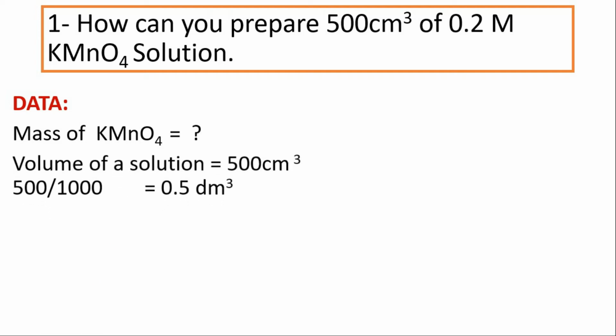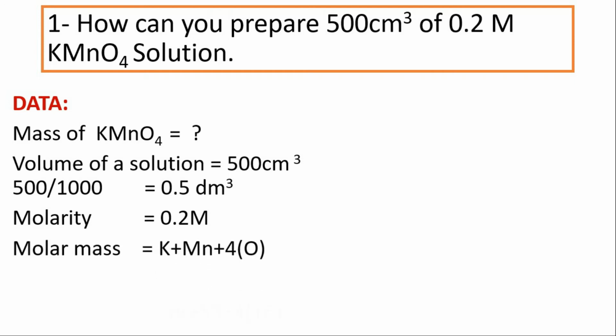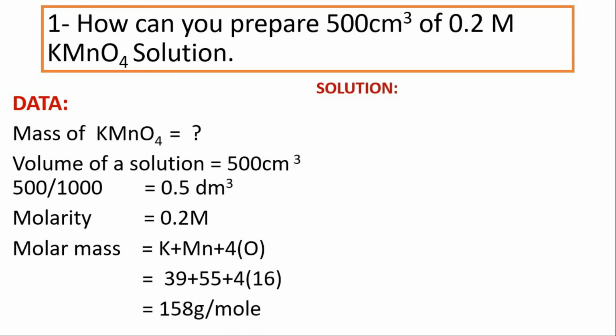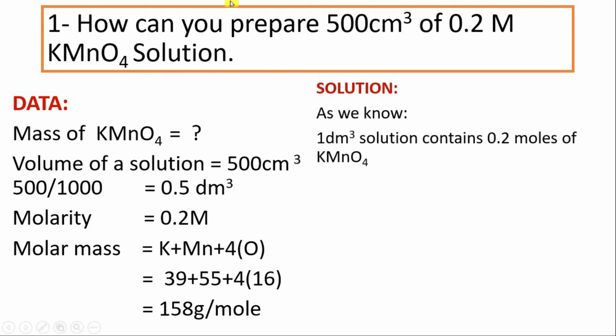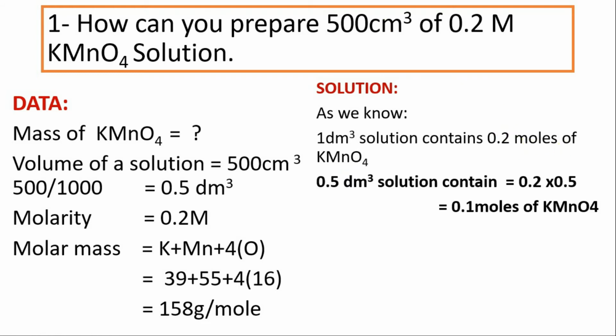Volume of a solution is 500 cm³ and we will divide it by 1000 to get the answer, that is 0.5 dm³. And the molarity of a solution is 0.2 molar. And the molar mass of KMnO4 is 158 gram per mole. Now our solution is, as we know, 1 dm³ solution contains 0.2 moles of KMnO4.